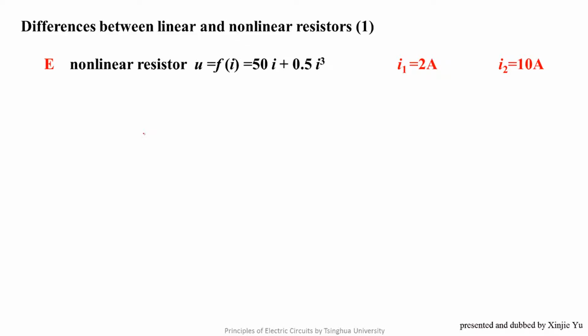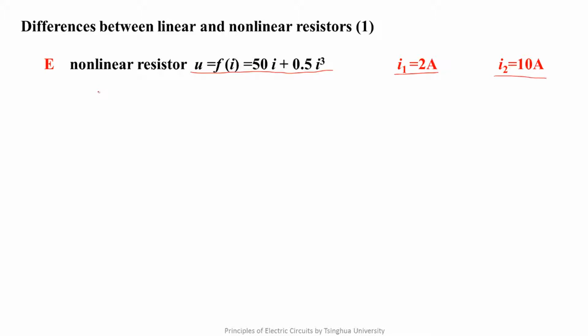Next, we discuss two very important differences between the linear and the nonlinear resistors. Let's take a current control type nonlinear resistor as an example. Now we have two currents, 2 amperes and 10 amperes respectively. Let's calculate the voltage U1.